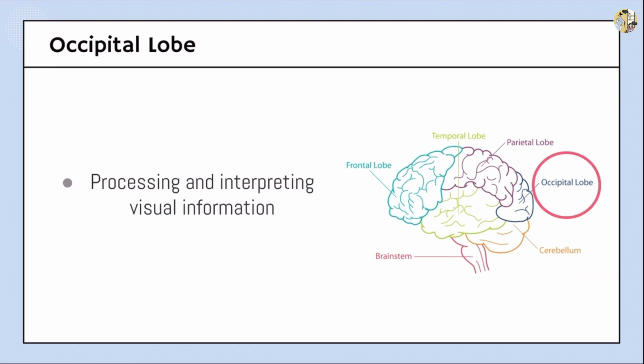The occipital lobe is responsible for visual recognition and visual processing. Damage to the occipital lobe will cause vision-related issues such as inability to recognize colors, loss of vision, and distorted visual perception.